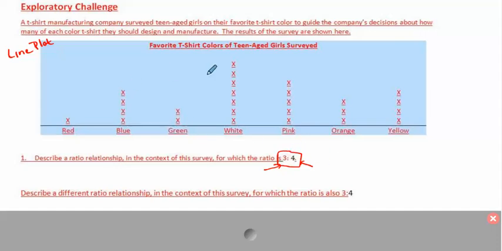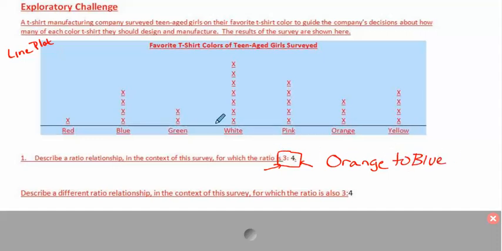Okay, so I'm going to come up here and I'm going to look for something that has 3. Well, I can see orange right here. So something that describes a 3 to 4 relationship would be the orange, to, and then something that has 4, I can choose here. I've got a couple, so I'm going to choose blue. Orange to blue has a 3 to 4 ratio.